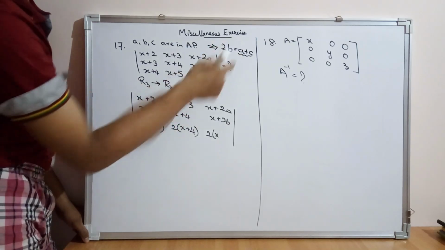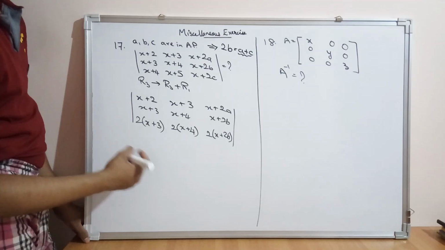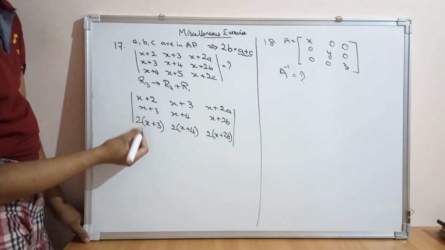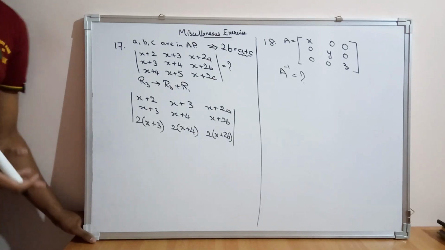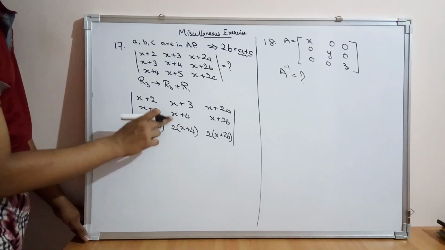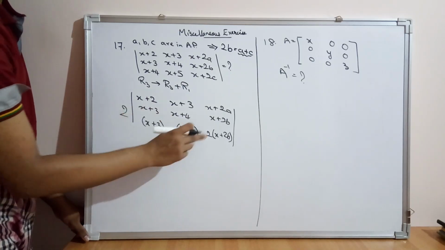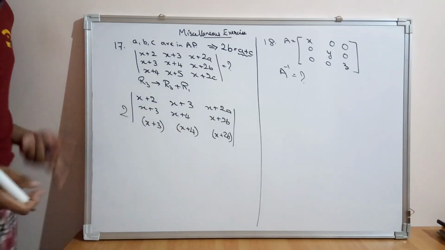C plus A I'll substitute to be 2b here. Now I'll remove this 2 outside. Here itself I'll do. Again I won't write the determinant, nothing, waste of time, simply. So I'll remove this 2 and write it here. Because I removed it from one of the rows, I need to write it outside.